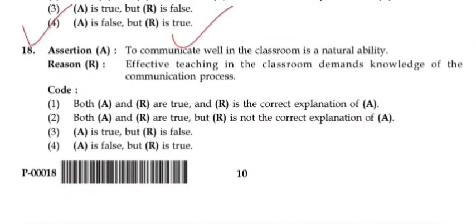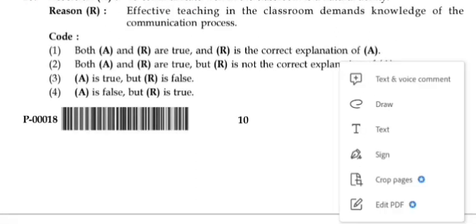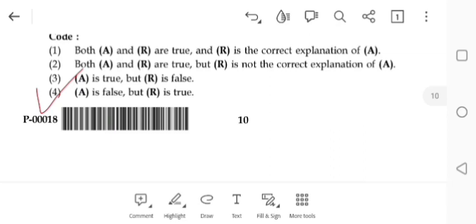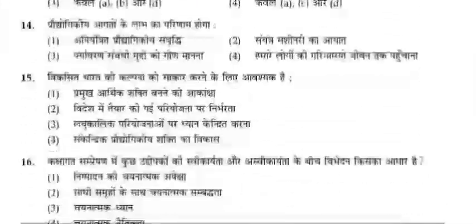Number 18, assertion, reason, similar question. Assertion is saying to communicate well in the classroom is a natural ability. Reason R is saying effective teaching in the classroom demands knowledge of the communication process. So the options are: both A and R are true and R is the correct explanation of A. Both A and R are true but R is not the correct explanation of A. A is true but R is false. A is false but R is true. Number 18, number 4 will be correct. Assertion is false but reason is true. Number 18 finished. Now number 19.